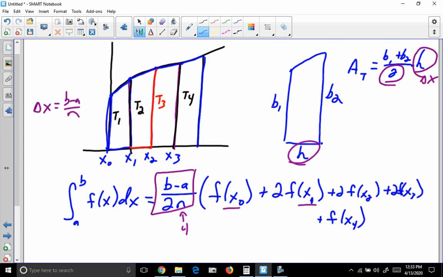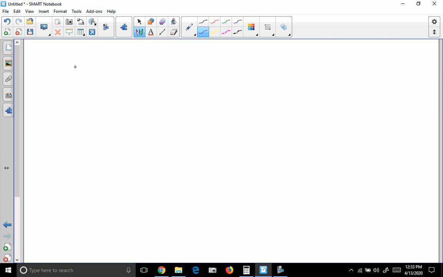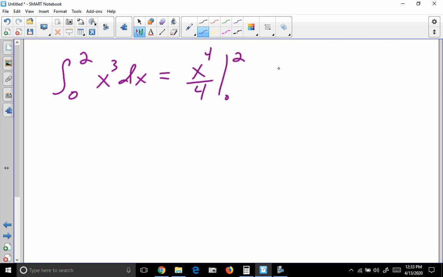So that's all I'm going to say about that formula. What we really need to know is how to use it. So let's look at an example. If we want to estimate the area from 0 to 2 of x cubed dx, that's something that we can get the exact value for. We can just do the antiderivative and evaluate that from 0 to 2.